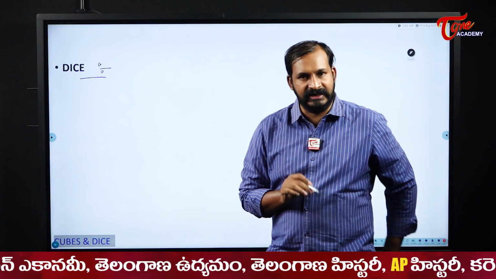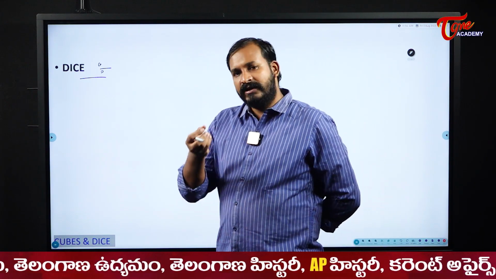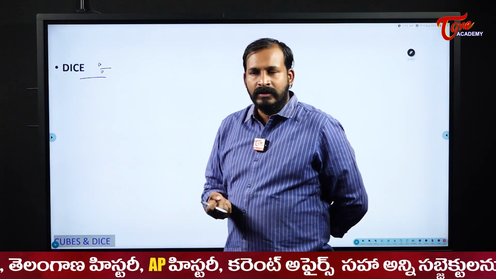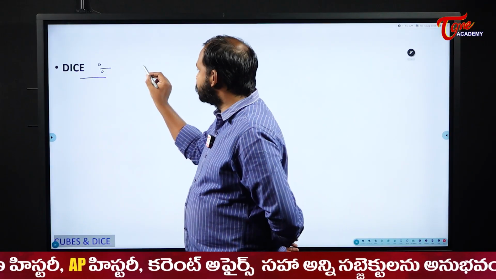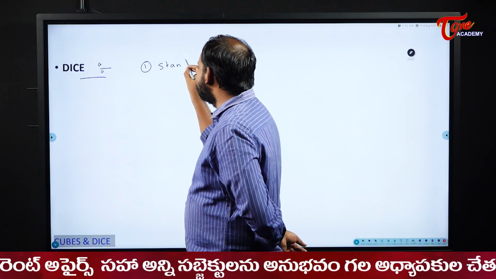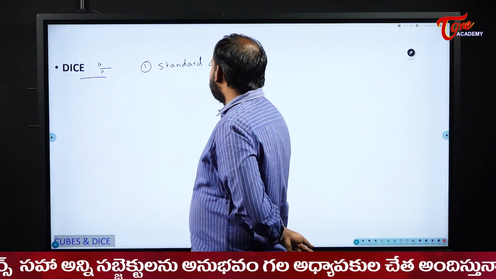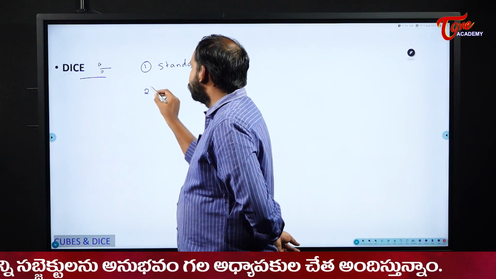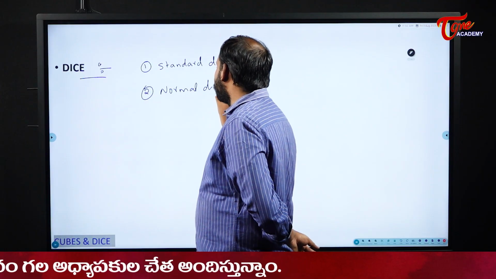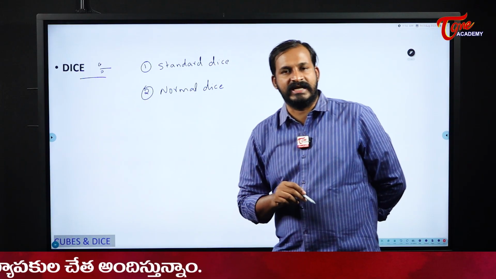When it comes to dice, we usually see the standard dice, which we use to play games like Ludo and all those things. So there will be two types of dice for us: one is the standard dice and the other one is the normal dice. Okay, sir, what is the standard dice?